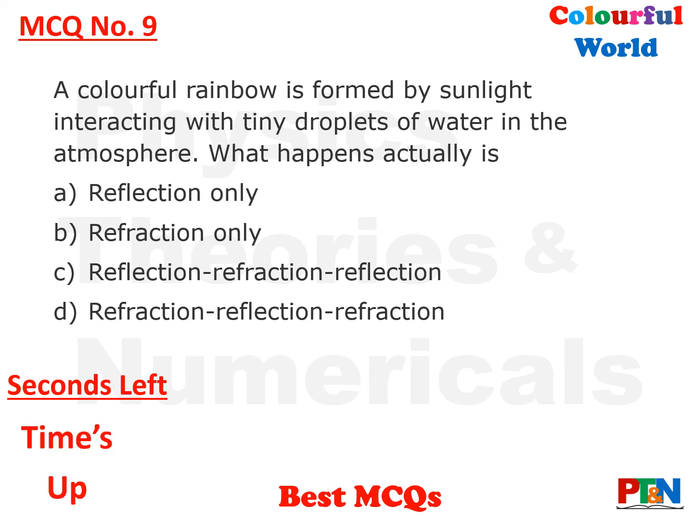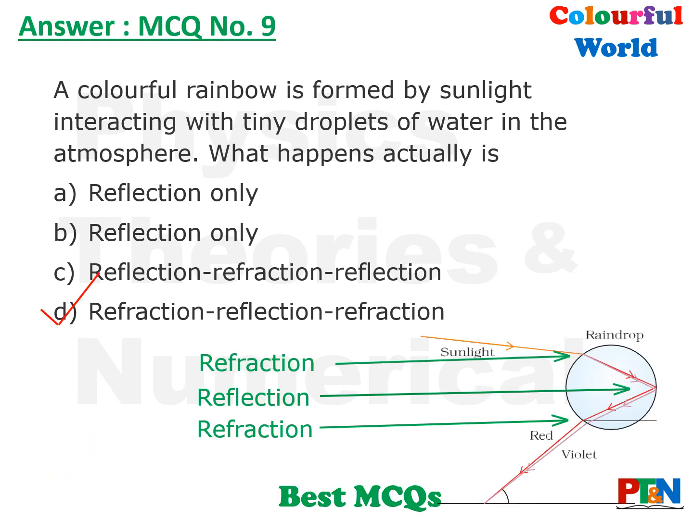Time's up. Let's see the answer. The answer is sequence of events, that is option D. The sequence of events is refraction, reflection, refraction. It has been shown in the diagram. When the light is entering that water droplet, first it happens is refraction. In fact, the color gets split here only in the first refraction. After that, it is internal reflection, then again refraction. These are the events that take place in sequence. So here it is option D.